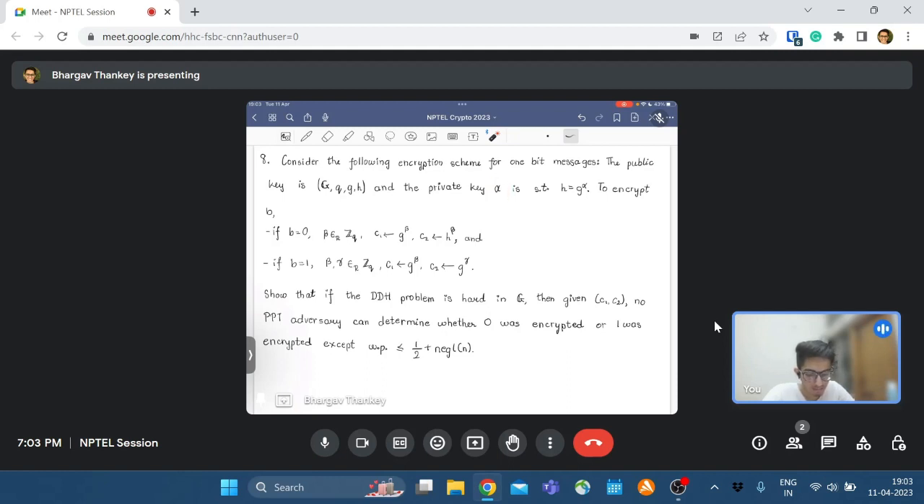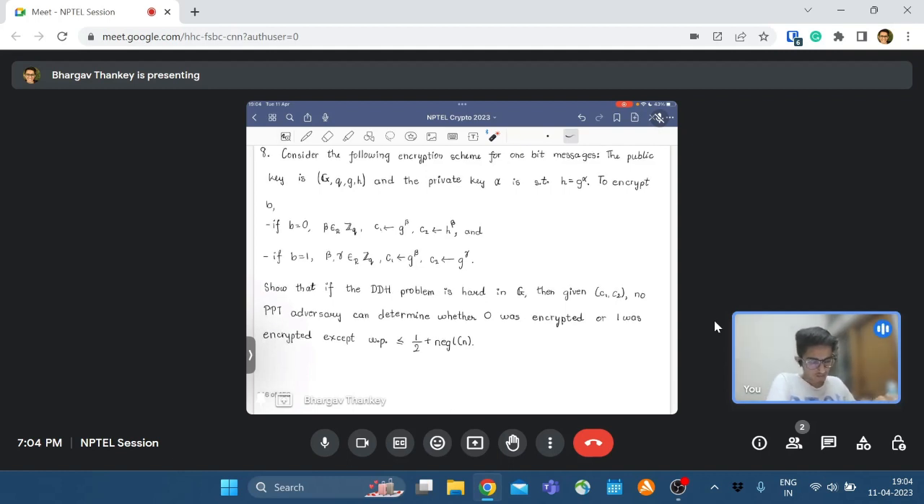To encrypt a bit b, here's what we do. If b is 0, then we pick a beta uniformly at random from Zq, set C1 to be g to the beta and C2 to be h to the beta. And if b equals 1, then we pick beta and gamma uniformly at random from Zq, set C1 to be g to the beta and C2 to be g to the gamma. Our ciphertext would be C1, C2.